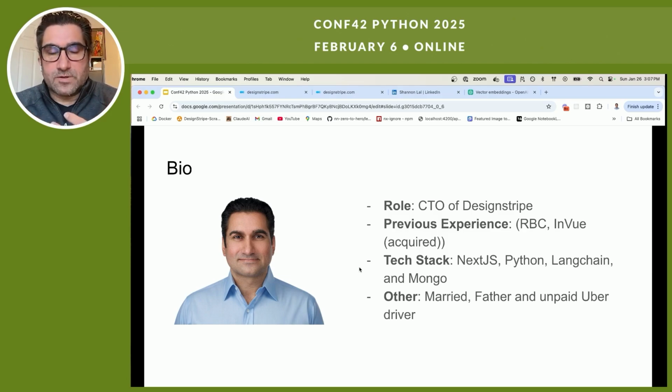Where I'm at Design Strike, our front end is Next.js, React Next.js, mostly some Python, but we do have some TypeScript stuff in the back. We do use a little bit of LangChain in a couple of areas. And then obviously predominantly our backend database is Mongo, and we do have GCS for storing our physical assets.